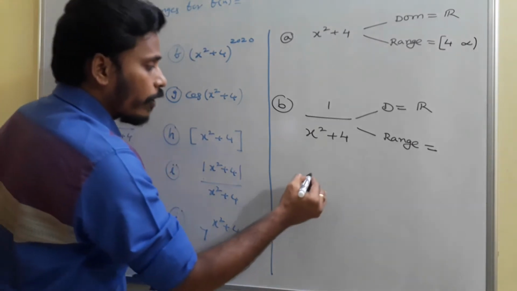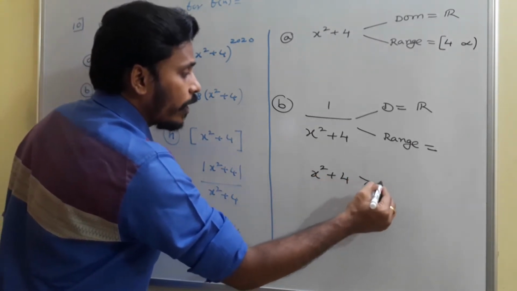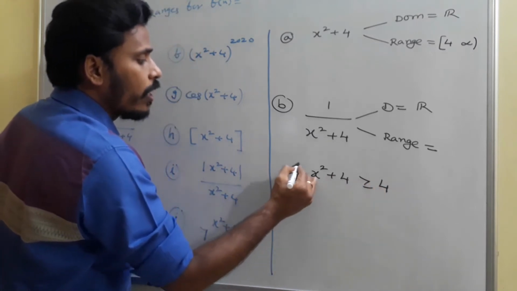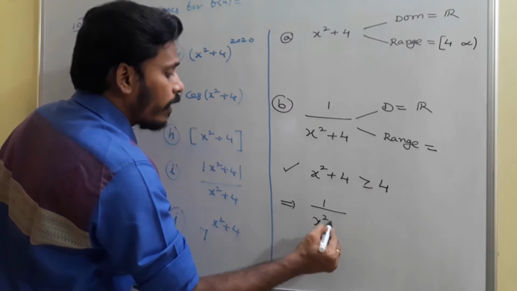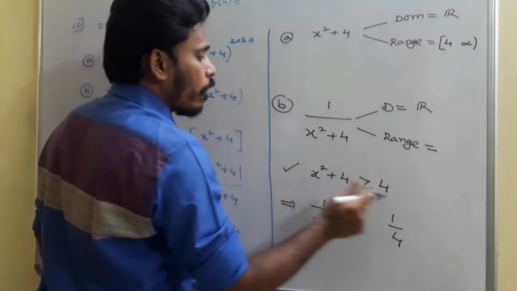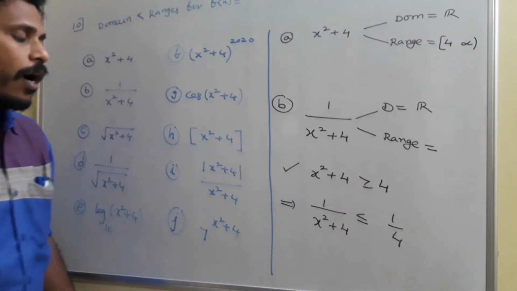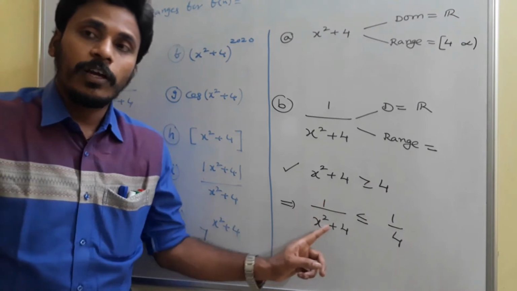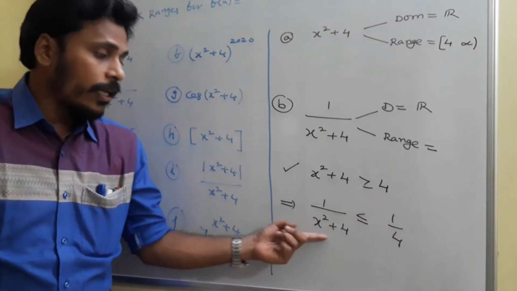Once again I will repeat for you. x square plus 4 values are always greater than or equal to 4. This we have in our hands. Now you just take the reciprocal: 1 by x square plus 4 and 1 by 4. If you take the reciprocal on both sides, the sign will change. And that's why the 1 by x square plus 4 value is less than or equal to 1 by 4. And already you know it is positive.